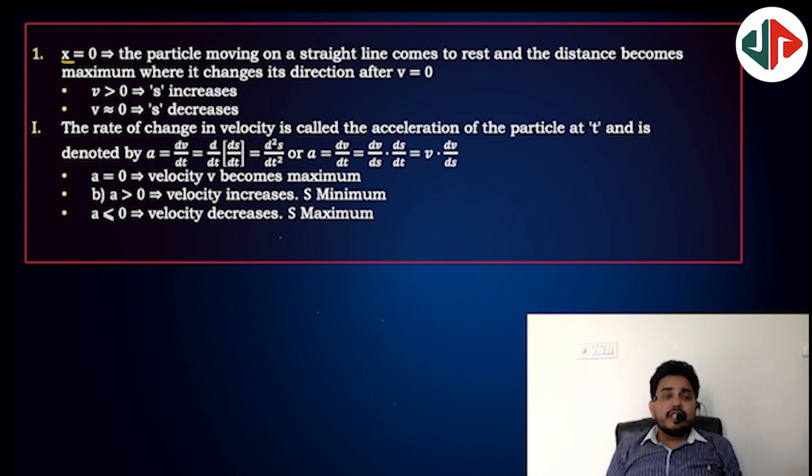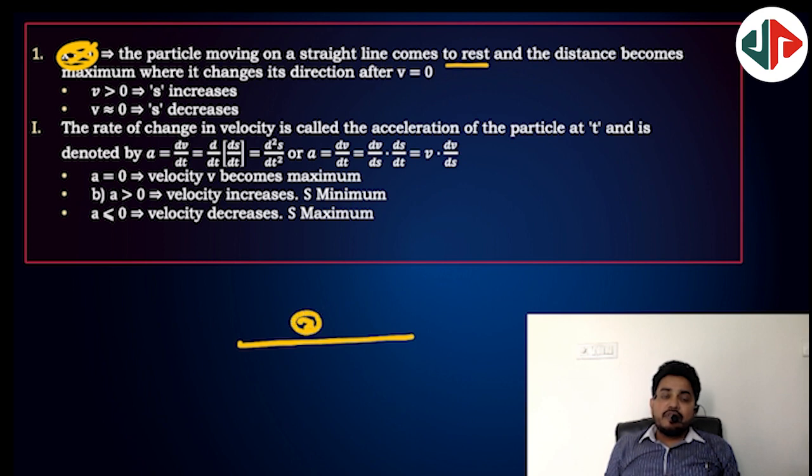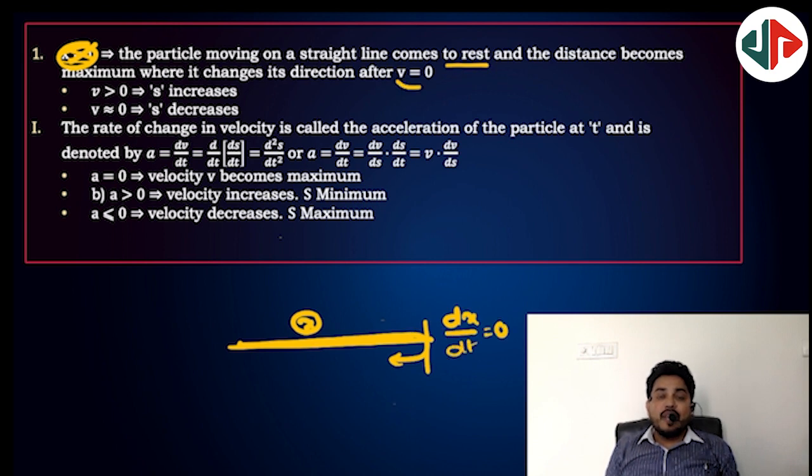At x is equal to 0, a particle moving on a straight line starts from the initial position and is going. So if the displacement is x, and the particle is moving here and started changing the direction, this is the maximum x. So the maximum x means dx by dt should be equal to 0. That means velocity is equal to 0.